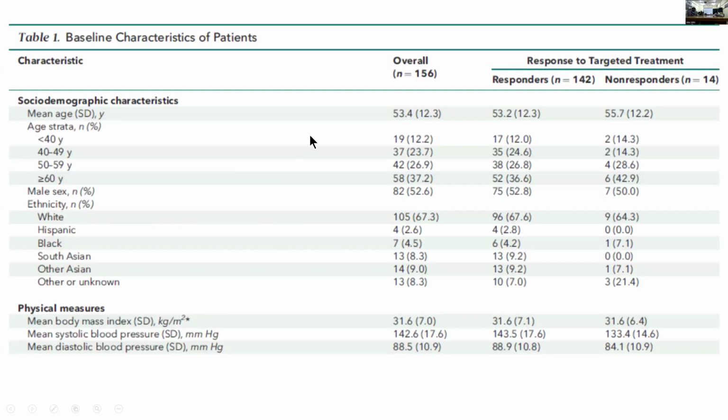And this was the baseline characteristics of the patients. This was the overall patients. This is the responders. Responders are 142 and 14 were non-responders. So their mean age was around 50. Here it might be lesser than that. More male gender, different ethnicity. Average BMI was around 30, about 31.